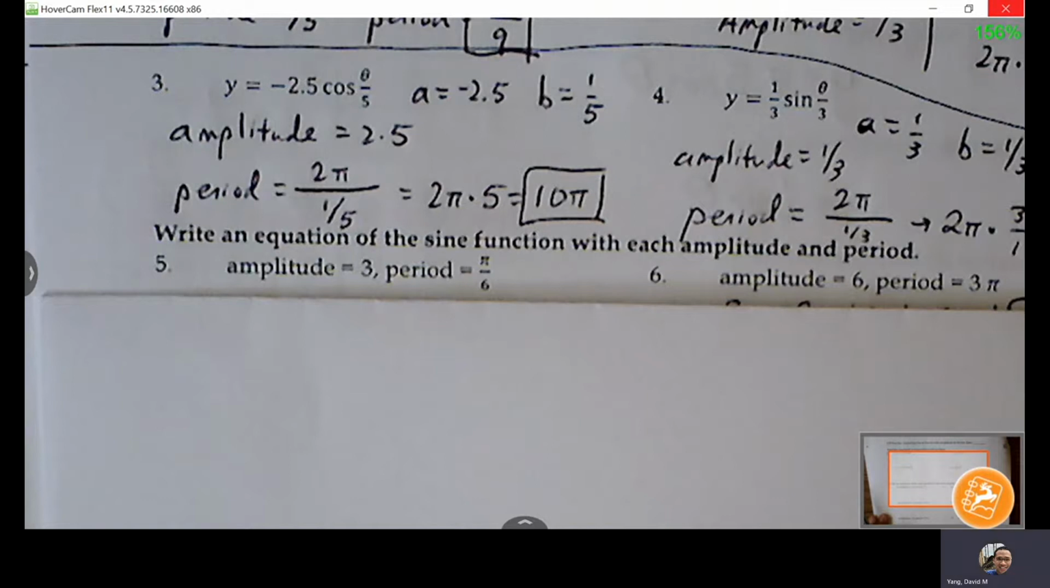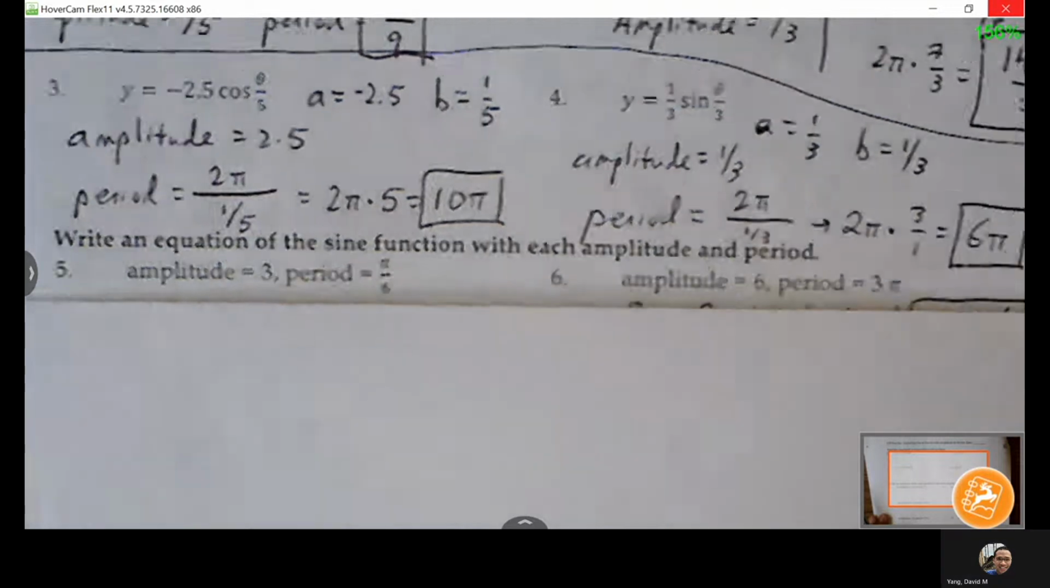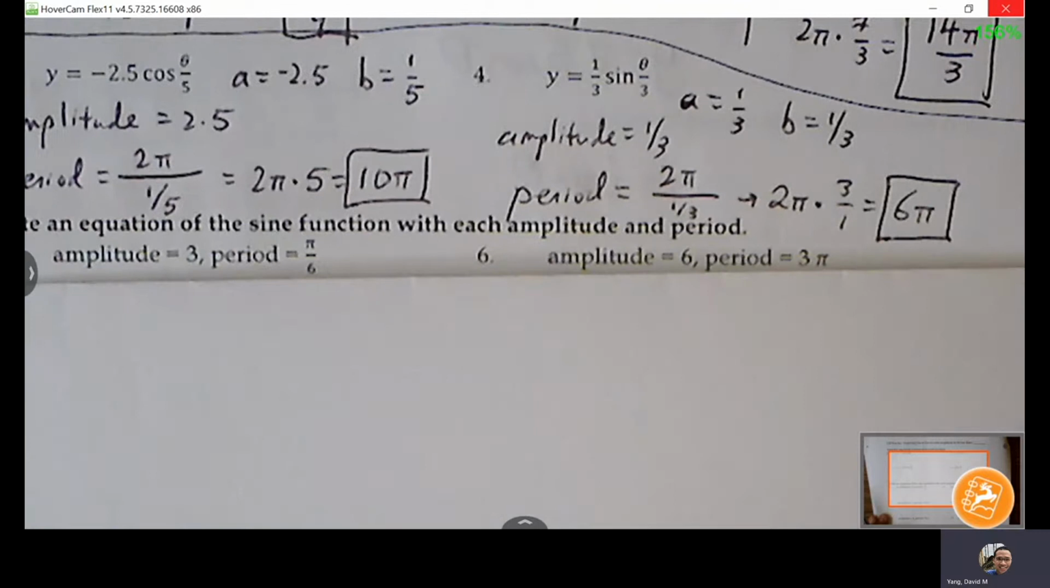Okay, you guys okay there? Number 4, very similar setup. 2π divided by 1/3 is the same thing as 2 times 3, 6π.